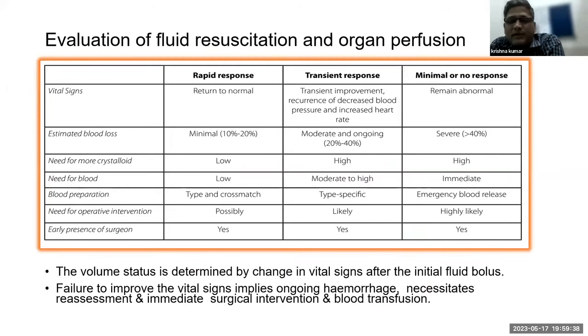After giving fluids, some people don't respond. Some people respond; we call them rapid responders, transient responders, and patients who are minimal or non-responders. These patients, the transient responders and non-responders, need surgery quickly to control the bleeding by surgical means.